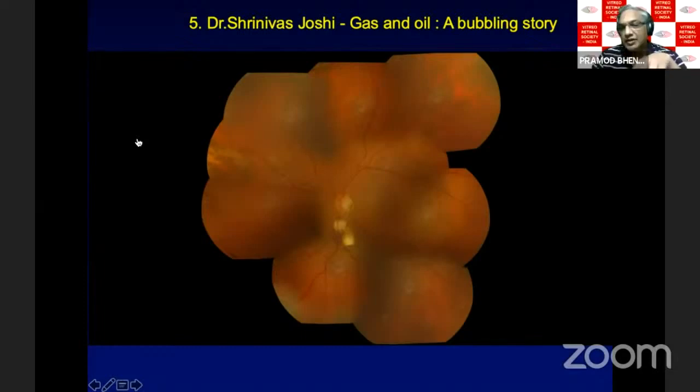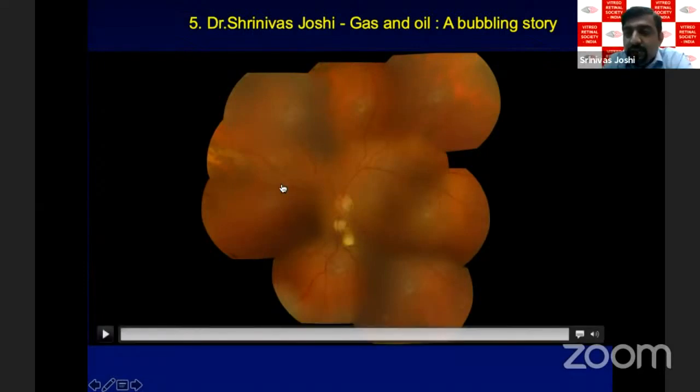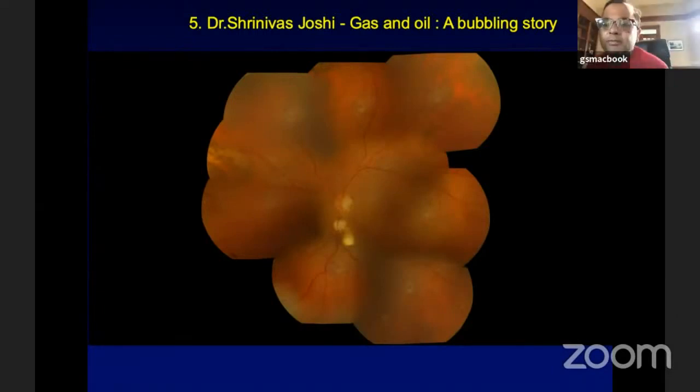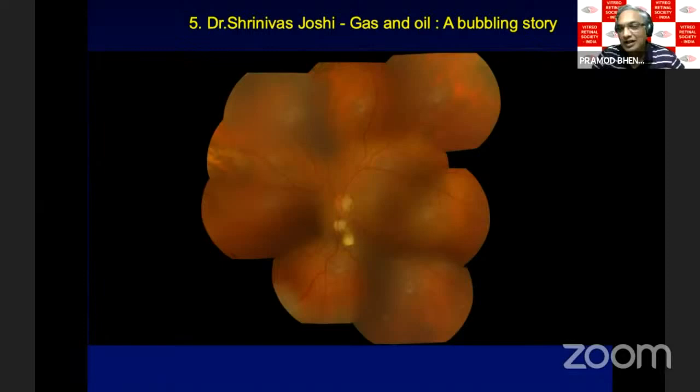Is he a young patient? It's around 45 years old, sir. Okay, no nystagmus or anything? No nystagmus. Nothing. Okay. Nystagmus is one of them, because saccadic movements can break a bubble into smaller bubbles.